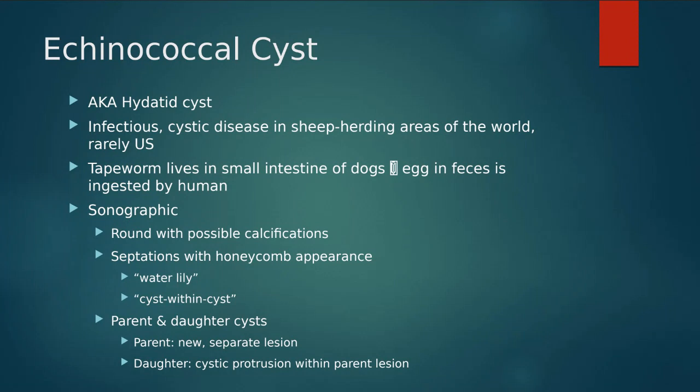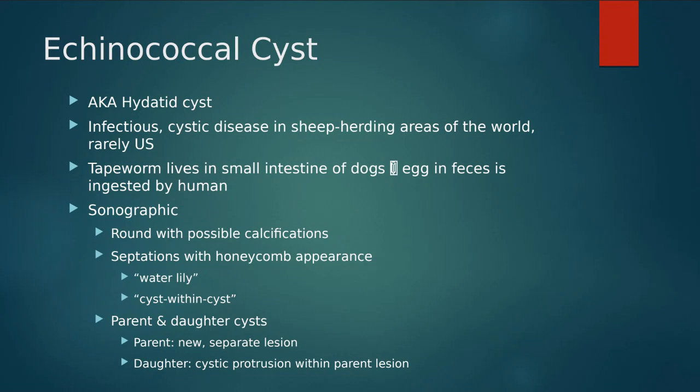I'm a germaphobe majorly. On ultrasound, we are going to see these round masses with possible calcifications. We're going to see septations within those round masses, and it gives it what we call this honeycomb appearance, also called water lily or cyst within a cyst appearance. I like that term the best, cyst within a cyst. It's a little bit more self-explanatory.